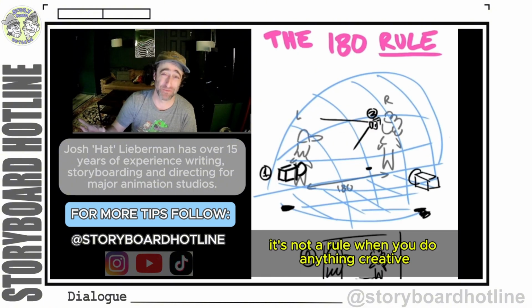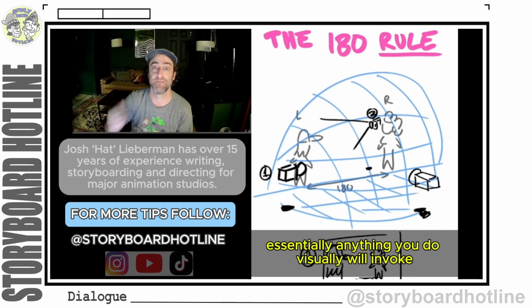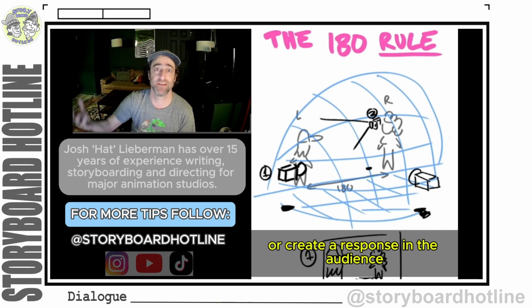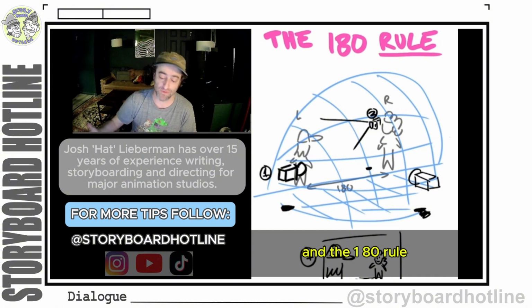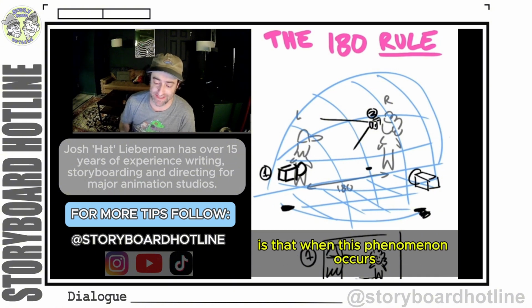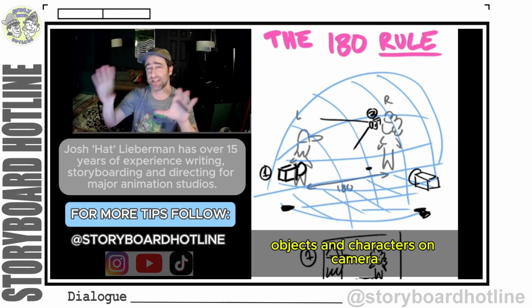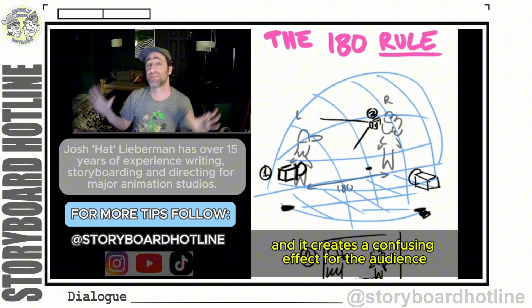First of all, it's not a rule. When you do anything creative, there are no rules. Essentially, anything you do visually will invoke or create a response in the audience. And the 180 rule, what people realized when they started making films and were learning about cinematography, is that when this phenomenon occurs, it flips the orientation of objects and characters on camera, and it creates a confusing effect for the audience.